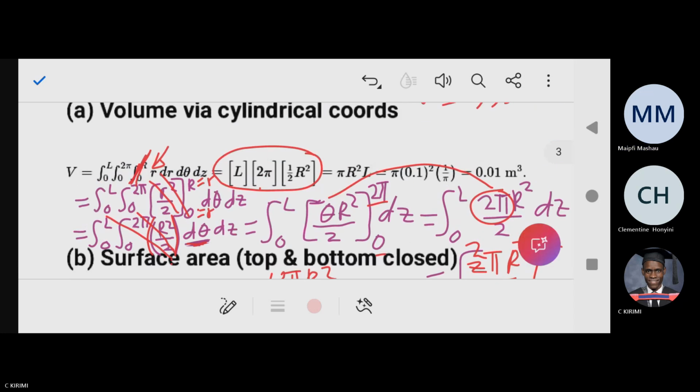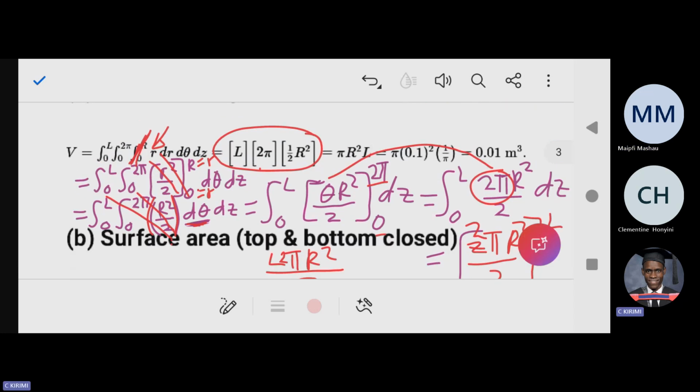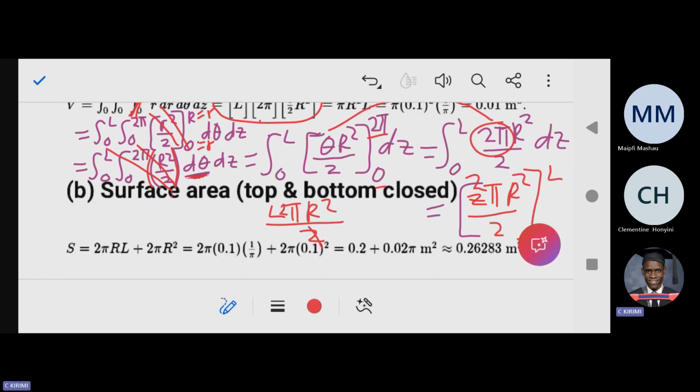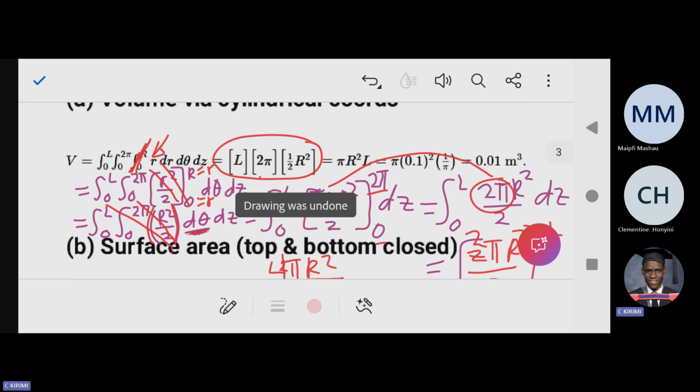Any question? So when you simplify this, which means you are dividing 2 by 2, it cancels out. That's why you are left with pi multiplied by r squared times L. So the final answer there, if you simplify this one, 2 and 2 cancel. So we are left with L pi r squared, which is just here, they just rewrite. They started with pi r squared L, which is the same.